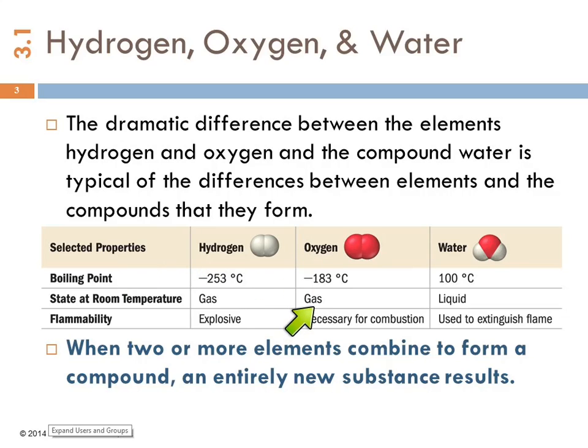It's a gas at room temperature. It's not itself combustible, but it's needed for combustion. Hydrogen, also a gas at room temperature. Crazy explosive. But when we take these two elements and combine them to form the compound known as water, it's a liquid at room temperature, and it's actually used to extinguish flames. So, depending on how the elements are combined, their properties, both chemical and physical, can change dramatically.